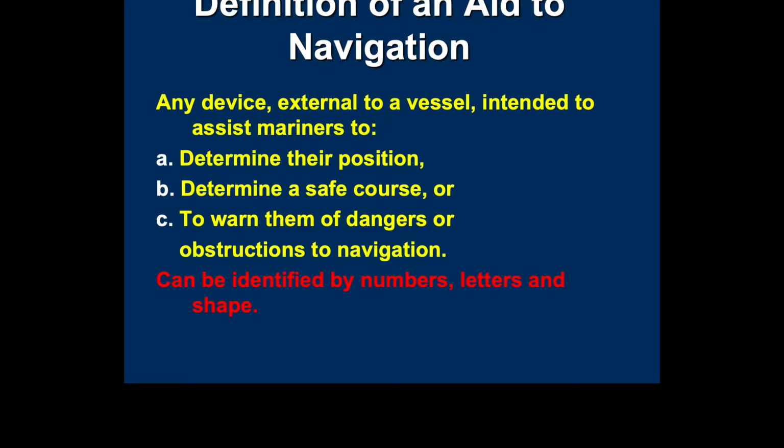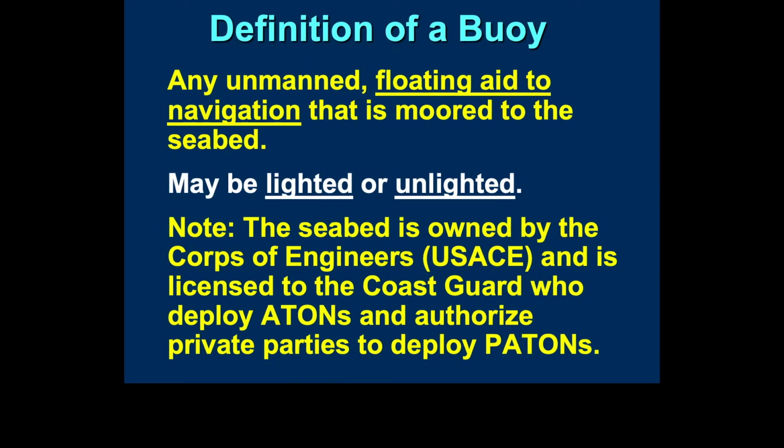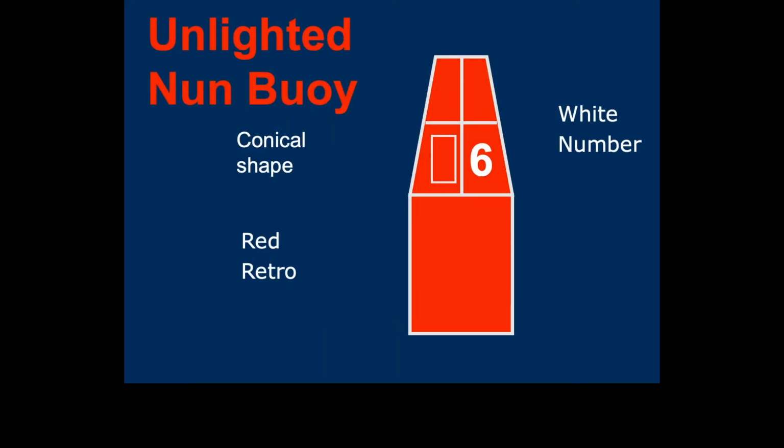An aid to navigation is any device external to the vessel and intended to assist mariners to determine their position, determine a safe course, or to warn them of dangers or obstructions to navigation. Like we talked about, they can be identified by numbers. They also use letters and the shape of the beacon or buoy. A buoy is a floating aid to navigation, and they may be lighted or unlighted. Here we're going to see an unlighted nun buoy, so it's conical shape, and it's got an even number.